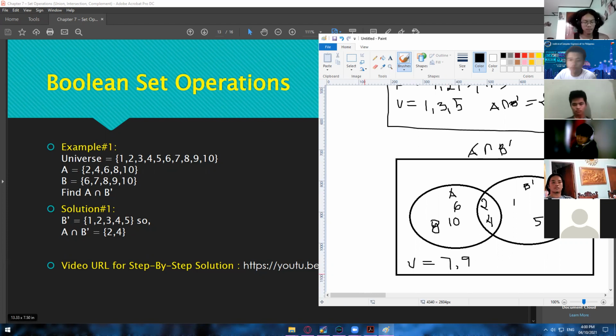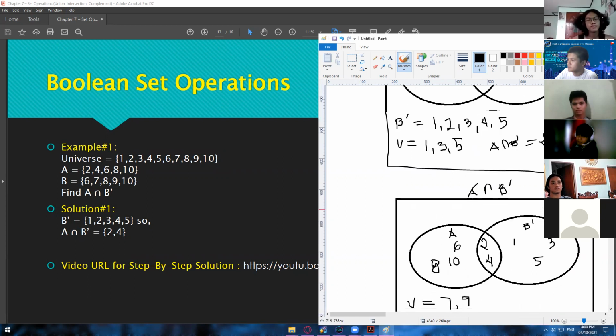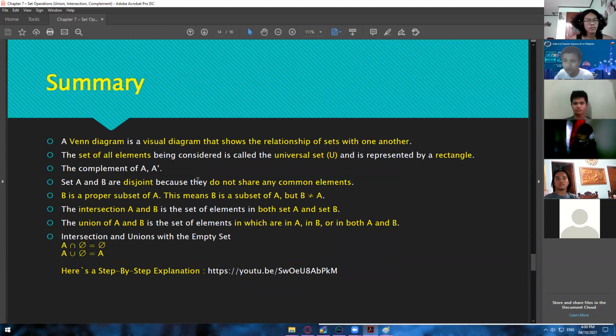So are we clear so far regarding this example number 1? Are we good or no? Anyone who has a question or clarification, maybe? All right, so it seems that there is no question. Anyway, let's now proceed to the summary.